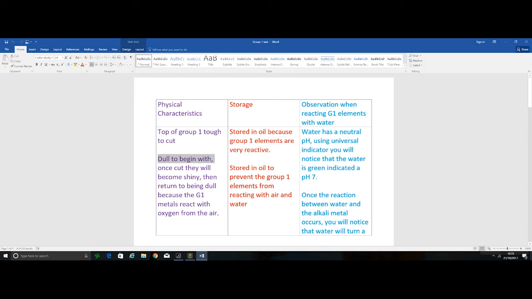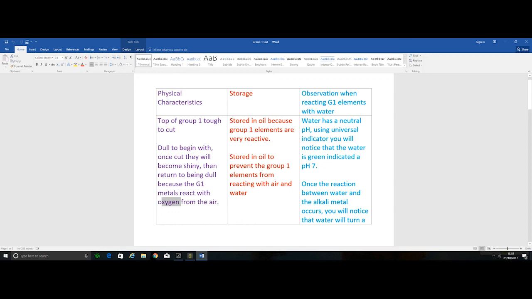But when you cut through it, and like I said, check that video out, it's linked below, they become very shiny. But this shine disappears quite quickly as it reacts with the oxygen in the air. That goes to show just how reactive group 1 elements are.